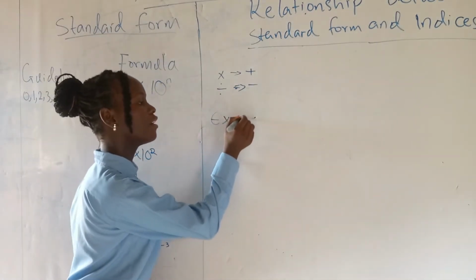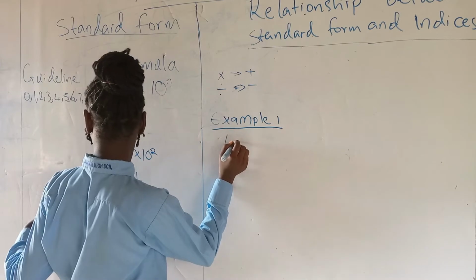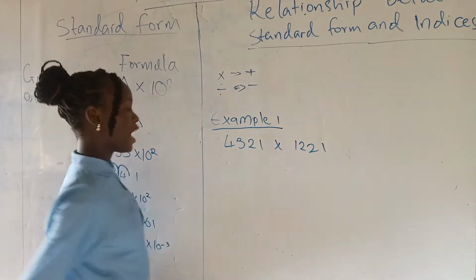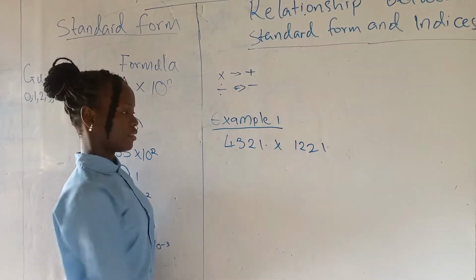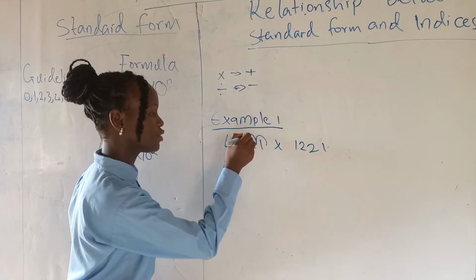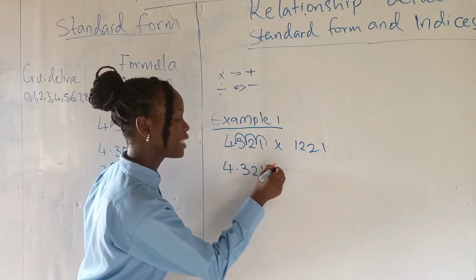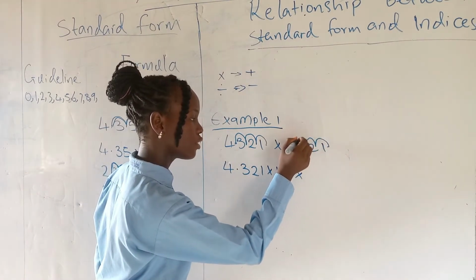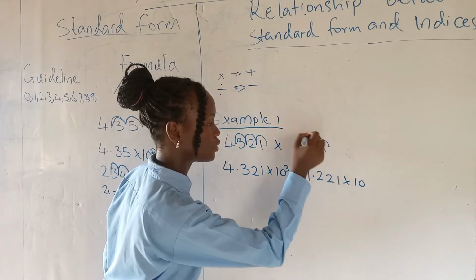Example 1. 4321 times 1221. Just remember that whenever you don't have a point, your point will be here. Now let's move our point. 4.321 times 10 raised to the power 3, times 1.221 times 10 raised to the power 3.